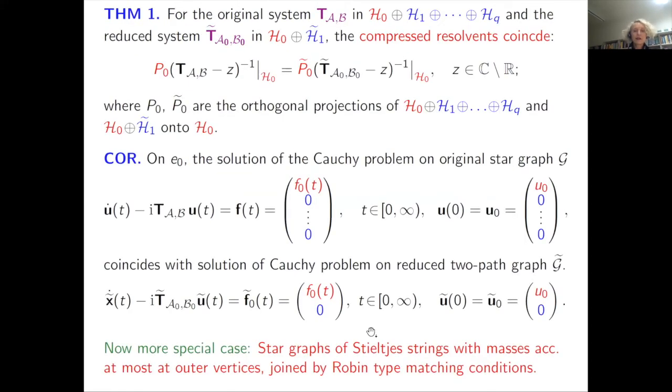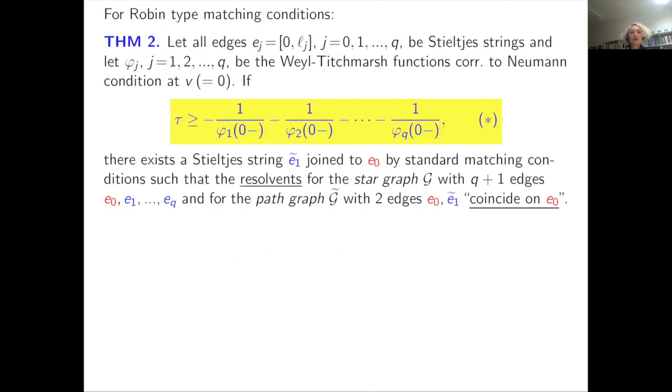Now, we go to a special case, also to make the loop to our first part of the talk: star graphs of Stieltjes strings. Here, because we were so general and we can admit even Krein strings, we can also admit Stieltjes strings, but we can only admit Stieltjes strings where the masses accumulate at most at the outer vertices. So there may be infinitely many, but they should accumulate at most at the outer vertices. And we assume that in the middle, they are joined by a Robin type matching condition.